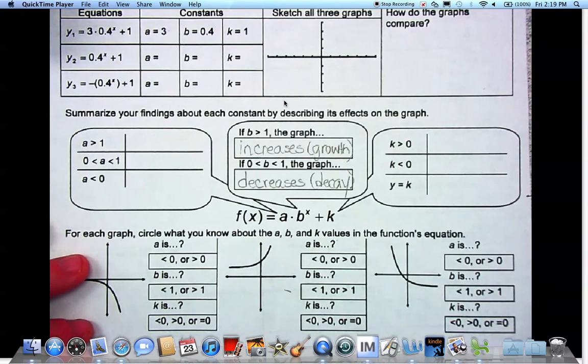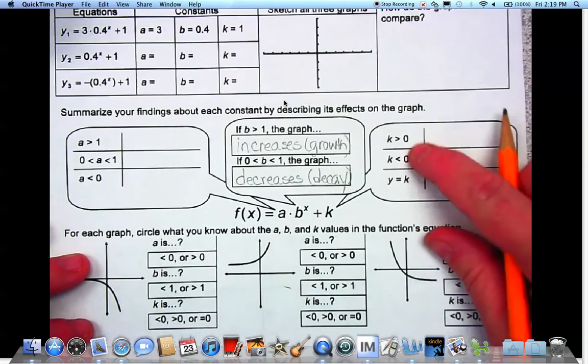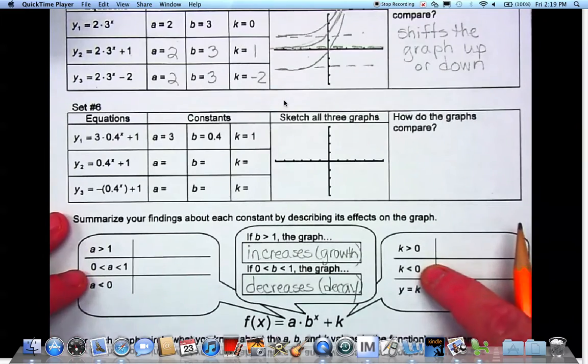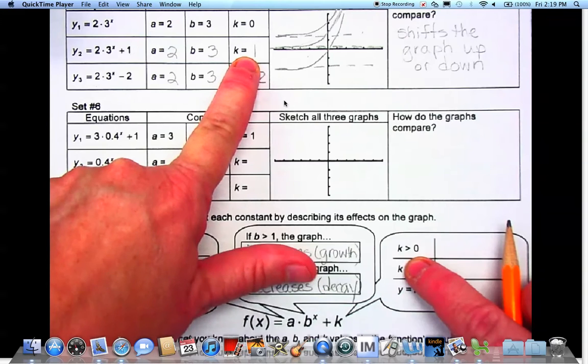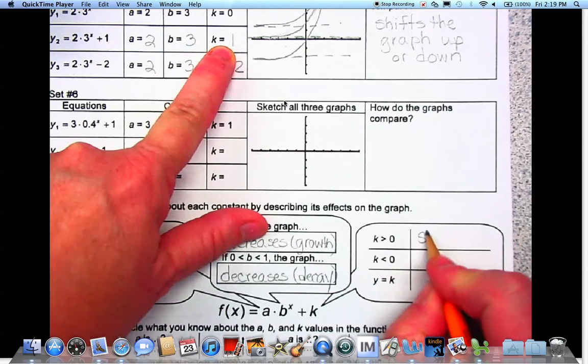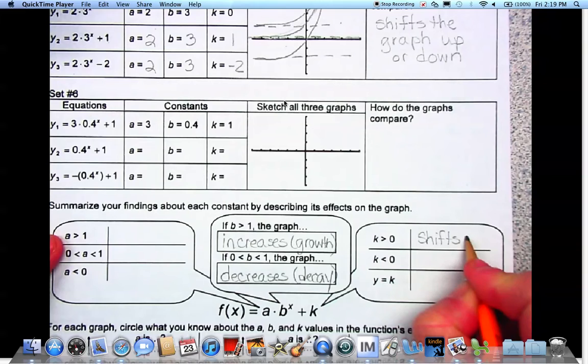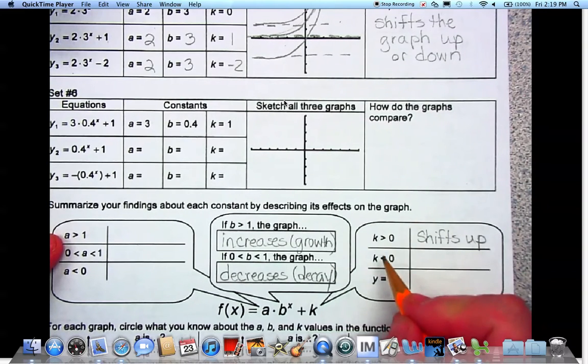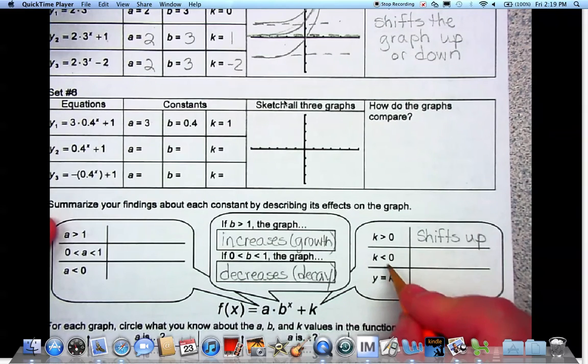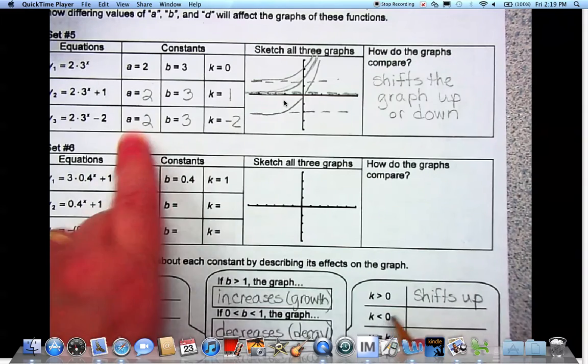All right, and let's look at the k, since we just did the k's up here. What happened when k was greater than 0, like 1 or 2 or 3? It shifts up. It's like adding 1 or 2 or 3. When k is less than 0, that's like subtracting 1 or 2. It shifts down.